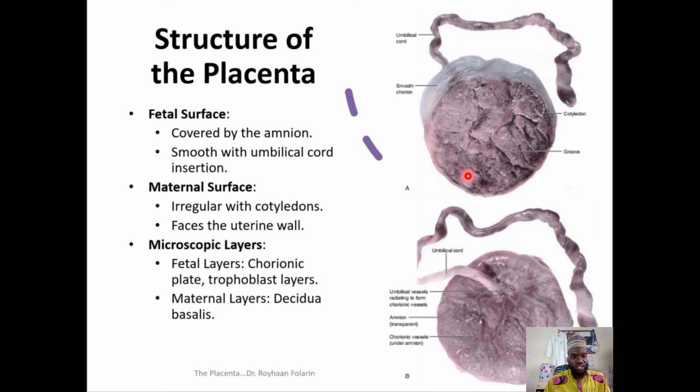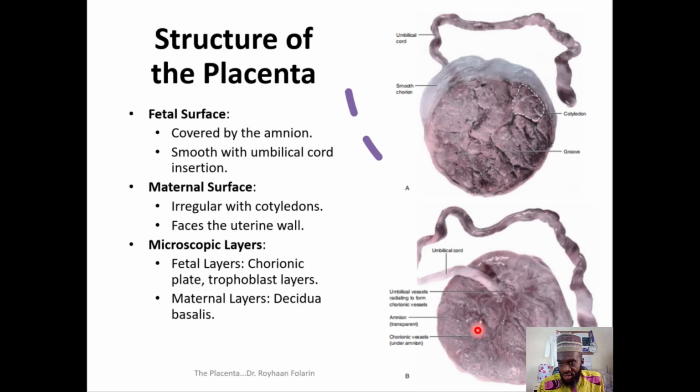So the fetal surface shows blood vessels running around here in the chorionic plate deep to the amnion, and they converge to form the umbilical vessels, which we'll appreciate in some of the subsequent pictures. So you can see those vessels all around. So these are the umbilical vessels that are radiating to form chorionic vessels. So the amnion is still right here intact, and then you have the chorionic vessels underneath the amnion.